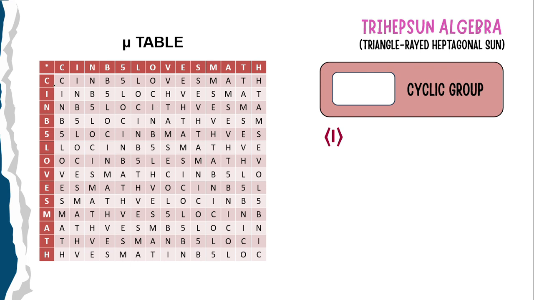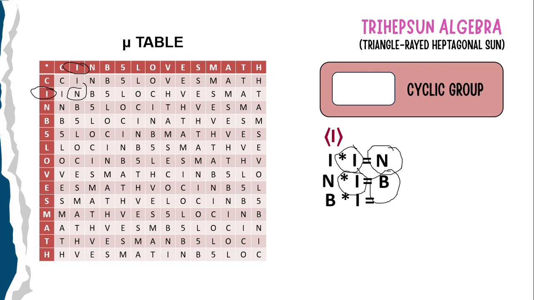For I, let's start with I star I is equal to N. This resulting element will be the first element, and then we operate it with I. So N star I is equal to B. Then B is operated with I again, and B star I is equal to 5.